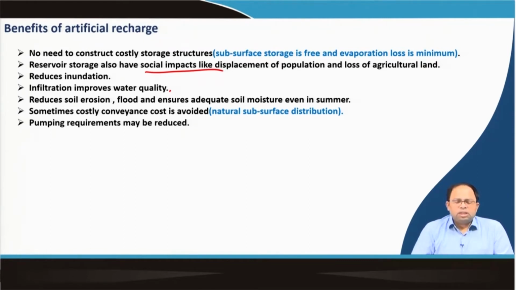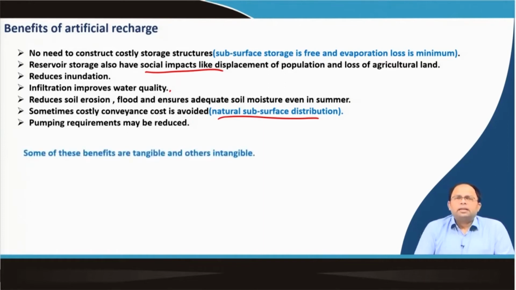And sometimes costly conveyance cost is avoided, because if we store water on the surface and want to take it to another area, we have to use pipelines to transfer the water. But if the water is stored in the groundwater, and the hydraulic gradient or the slope of the land is favorable, then probably there is natural subsurface distribution. That means the water travels below ground from one point to another, and in both places the water will be available. Pumping requirement may be reduced as well. So, these are the different benefits of artificial recharge.